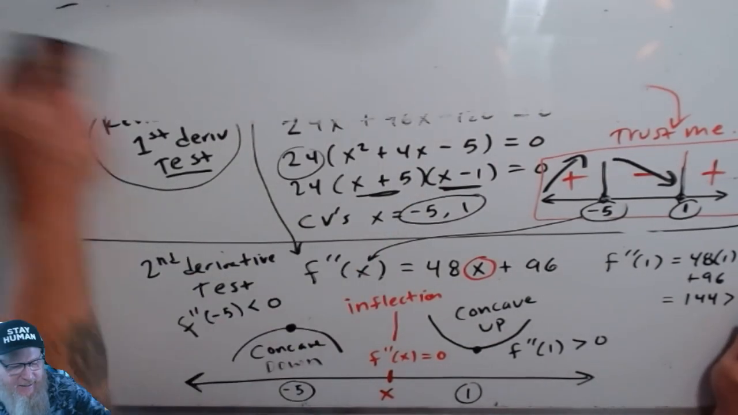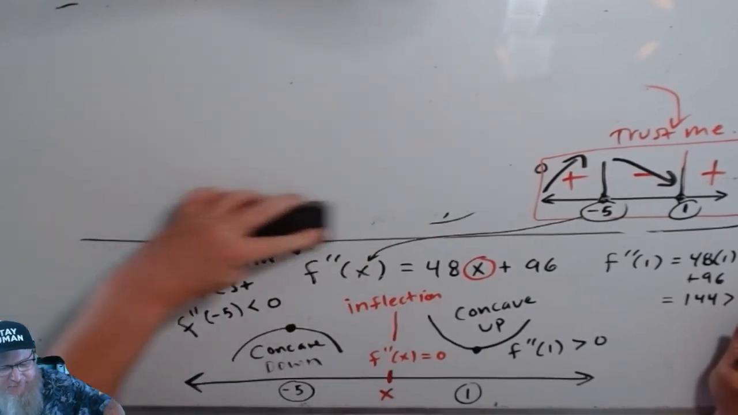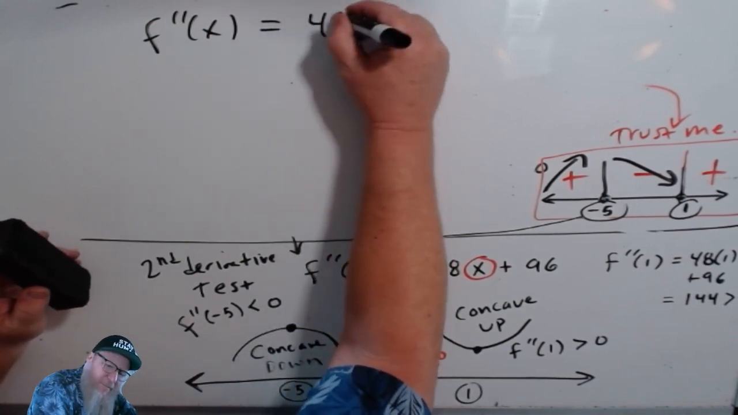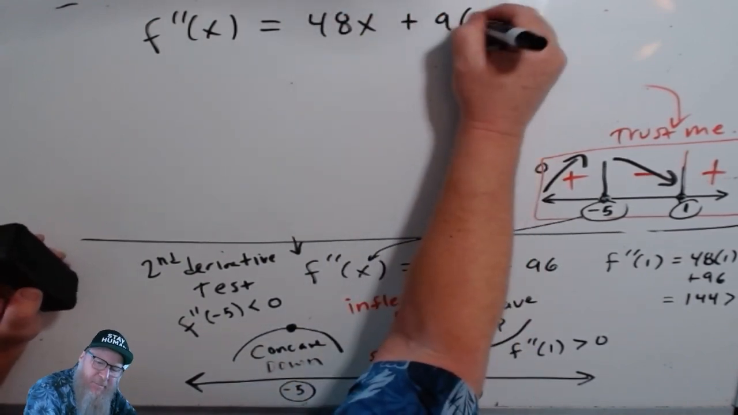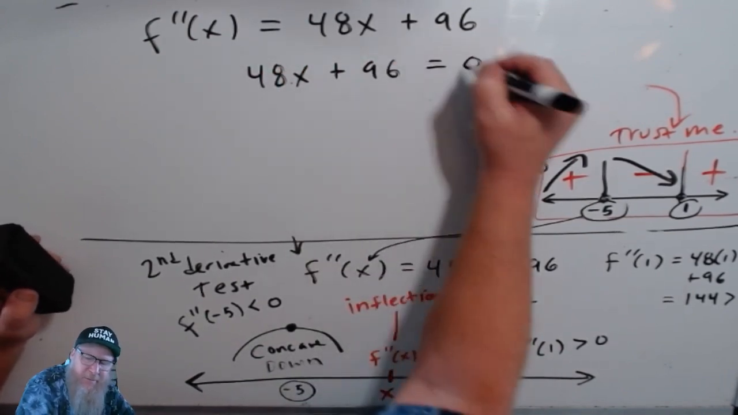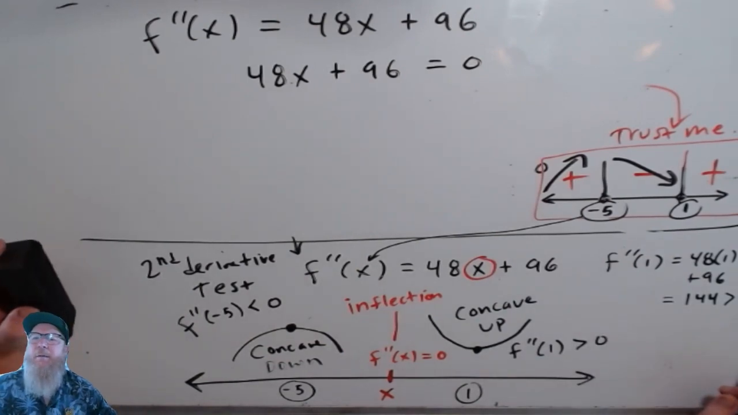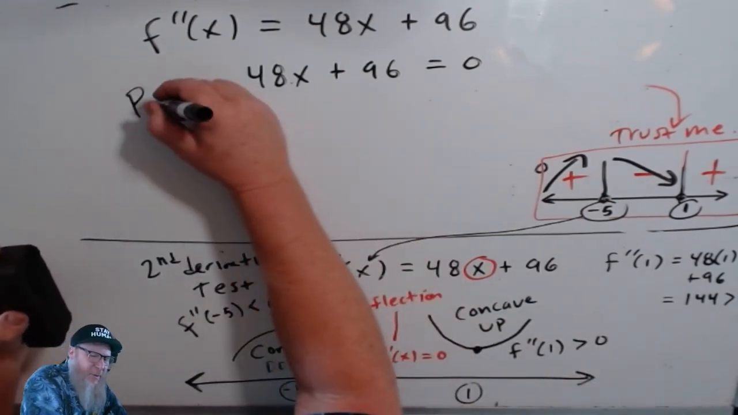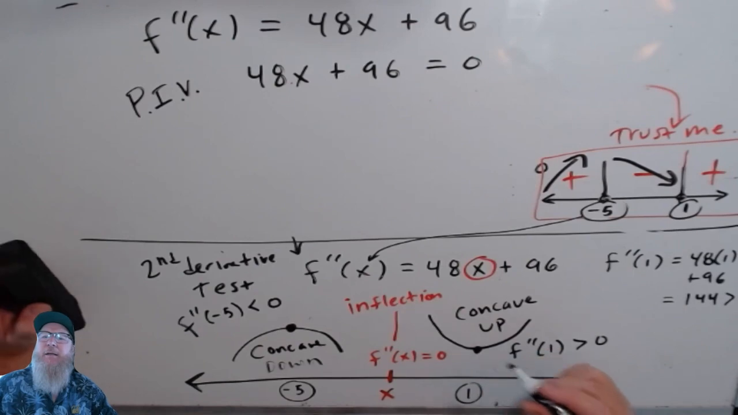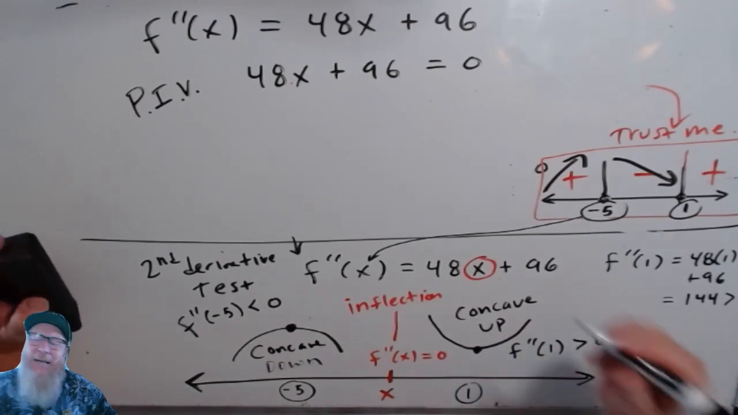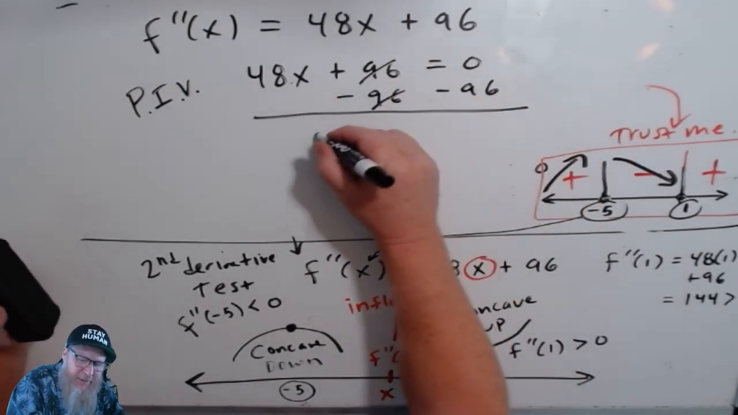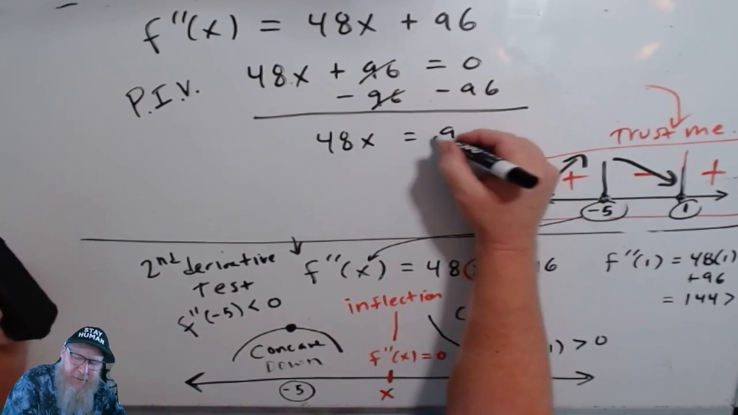So we take the second derivative, and we set it equal to 0. So these are called possible inflection values, PIVs. Possible inflection values. They're kind of like critical values. They're critical values of the second derivative. They're the second derivative's critical values.